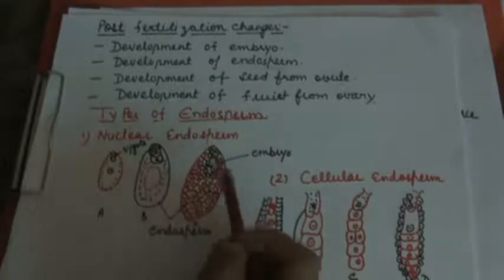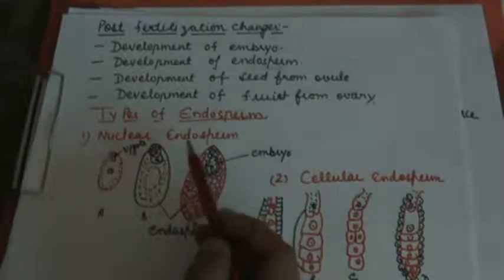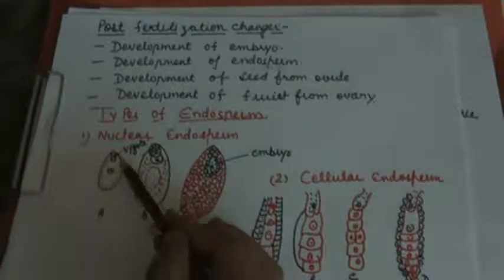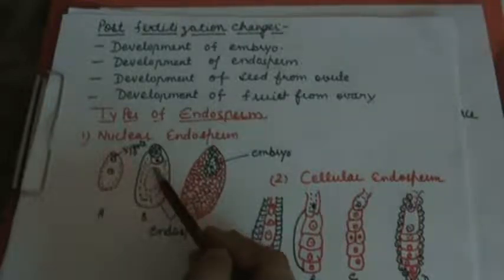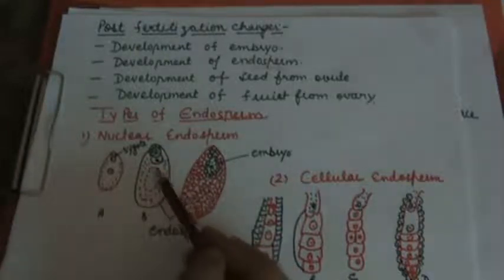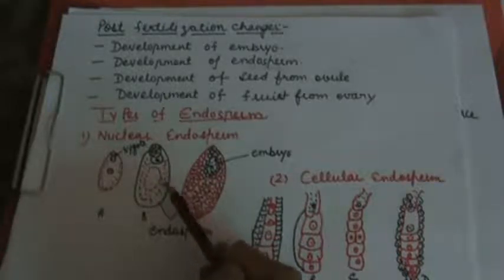In the nuclear type of endosperm development, the primary endosperm nucleus divides by repeated mitotic divisions. These nuclei divide by free mitotic divisions without the formation of wall. It results in the formation of a large number of free nuclei in the central cell of the embryo sac. A big central vacuole develops in the embryo sac, pushing all the nuclei towards the periphery.